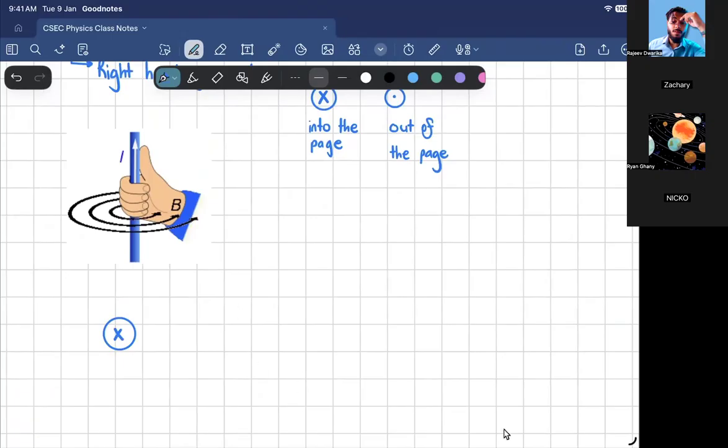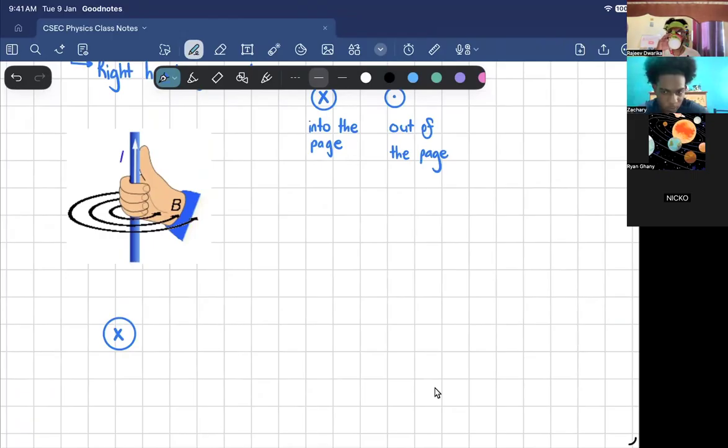So I want everybody to put on the camera. Zachary, Ryan, Nikolai, put on the camera. I'll show you a demonstration. I have to see how they do it. Nikolai, tell me Zachary doesn't look like Kendrick Lamar.